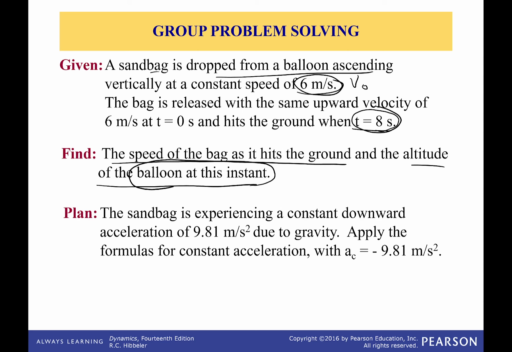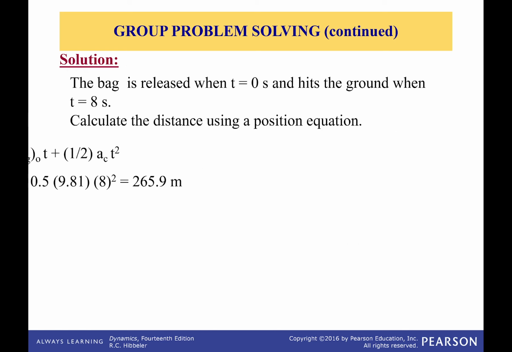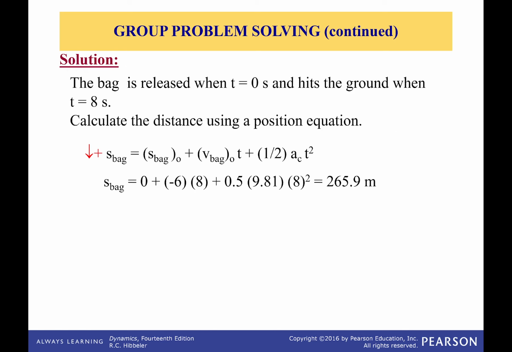And also remember that our acceleration is constant, which means we get to use our constant acceleration equations because there's no other forces here. We just have 9.81 meters per second squared pushing us down, and it tells us the balloon is ascending at a constant speed, so it actually has no acceleration. Bag does, though. Okay, so the bag is released when t equals 0 seconds, and it hits the ground when t equals 8 seconds.